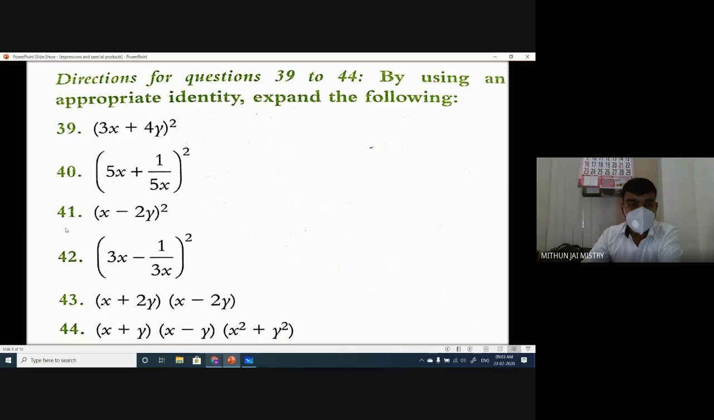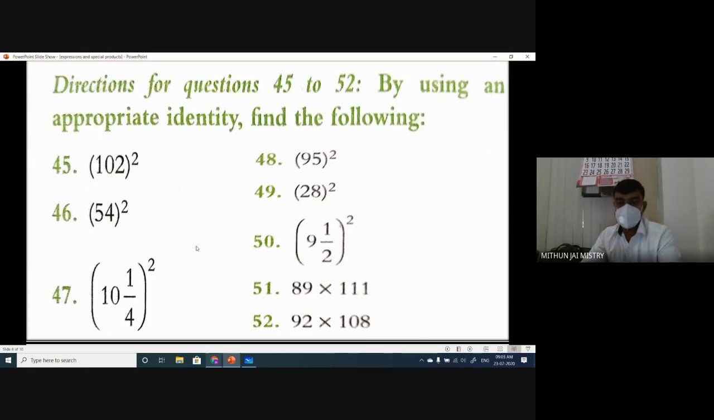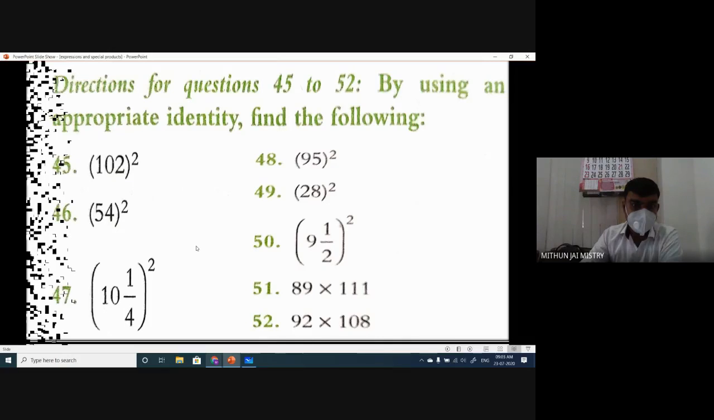Now 41 question is in the form of a minus b whole square. So that's your job that you have to do. Now let me go with the next question, what is it?